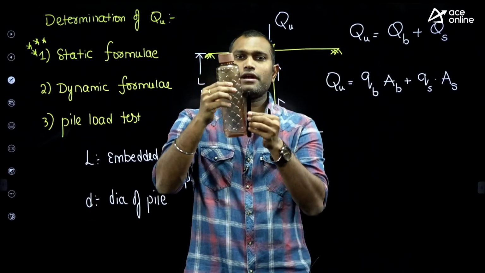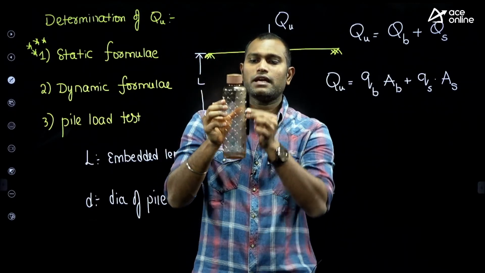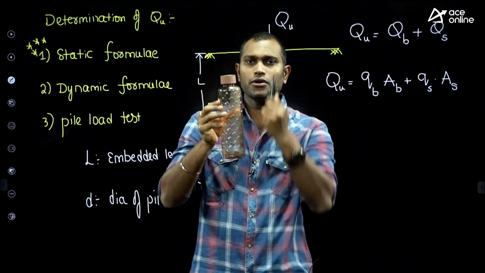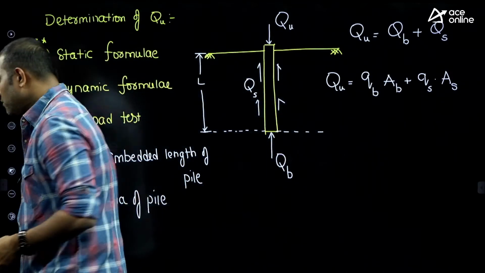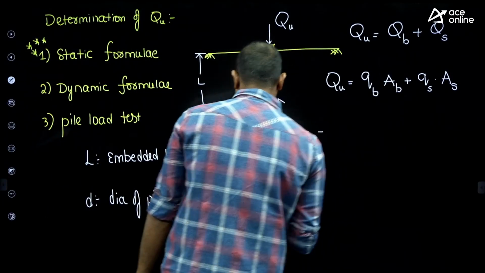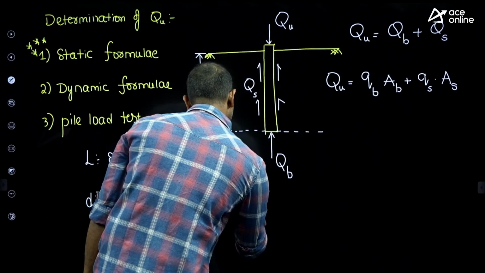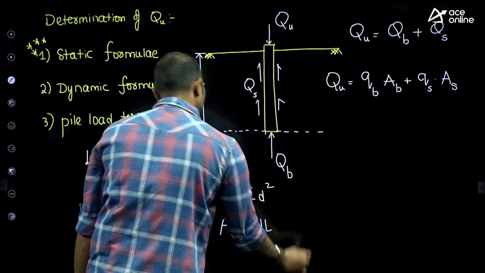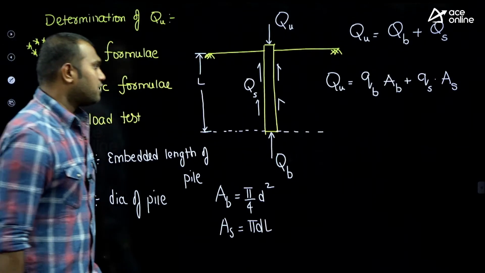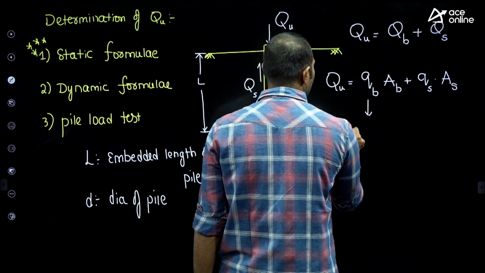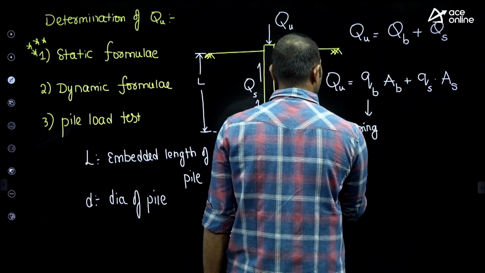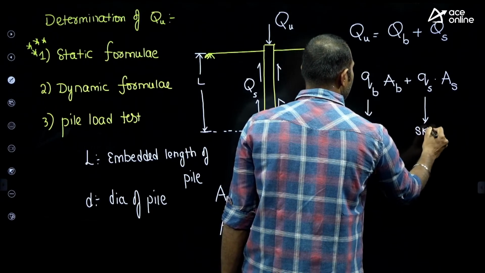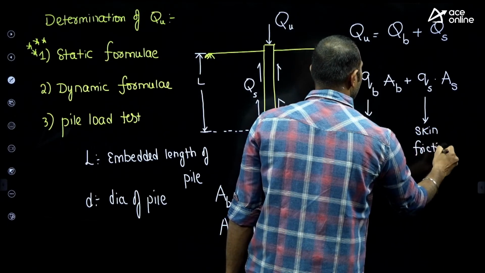Similarly, the skin friction acts all along the surface area. What is the surface area of this pile? Perimeter into length. So the area at the base, AB, equals pi by 4 d square, and AS is the surface area, which is pi d L. Where qb is the bearing capacity, and qs is the skin frictional resistance.